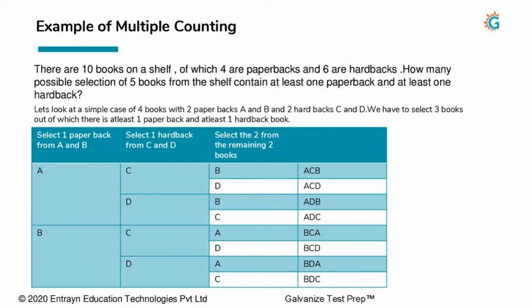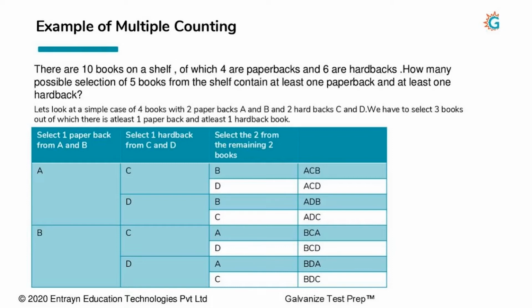You're choosing 3 books. I'm not talking about an ordering here. If you look at it, ACB is the same as BCA, right? ADB is the same as BDA. Clear? BDC and BCD are the same. ACD and ADC are the same. This is precisely what happens when you do this.